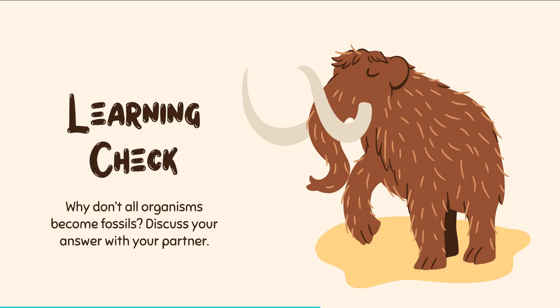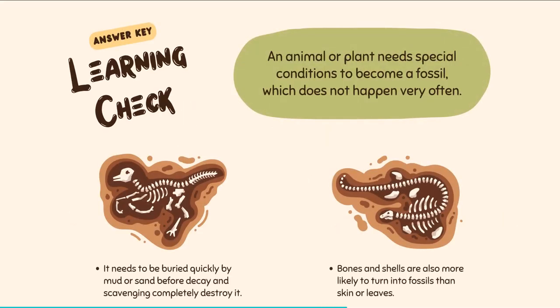Why don't all organisms become fossils? You can discuss your answer with your partner or ask in the comments. An animal or plant needs special conditions to become a fossil, which does not happen very often. It needs to be buried quickly by mud or sand before decay and scavenging completely destroy it. Bones and shells are also more likely to turn into fossils than skin or leaves.